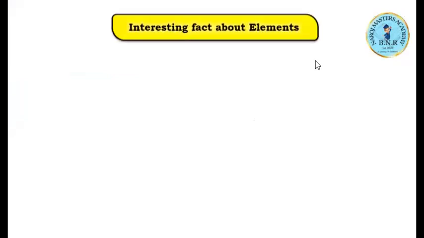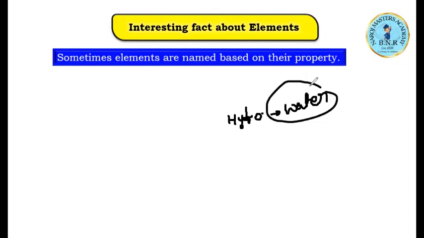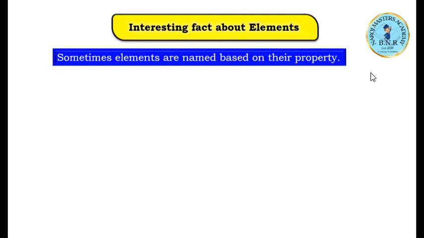Now, look here. Some elements are named based on their properties. For example, the word hydro, from Latin, means water. What is the name of the water? Hydro. In which language? Latin. So hydro is a word from Latin, and we call it water here.